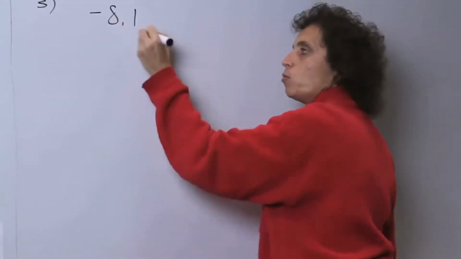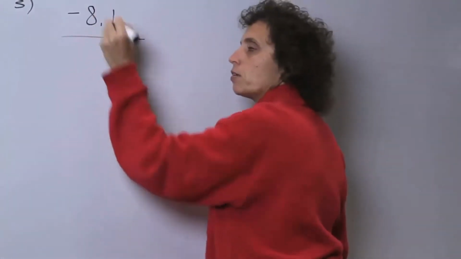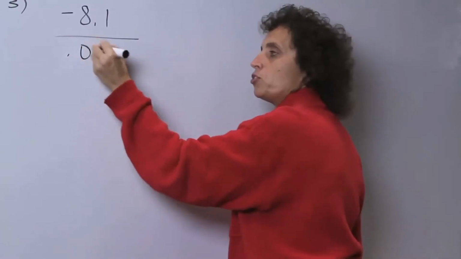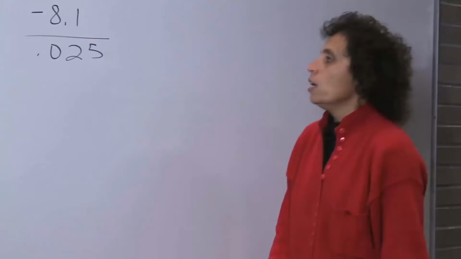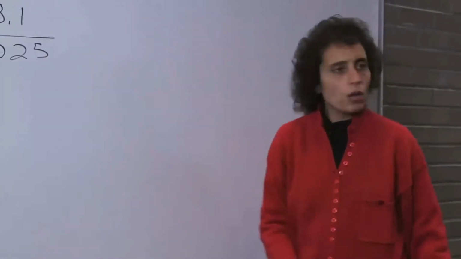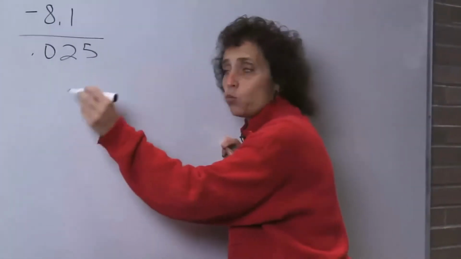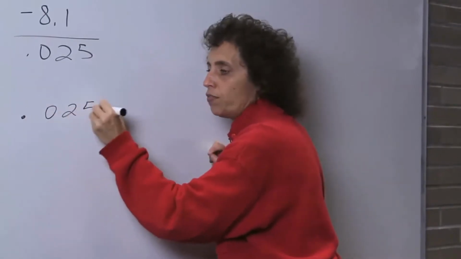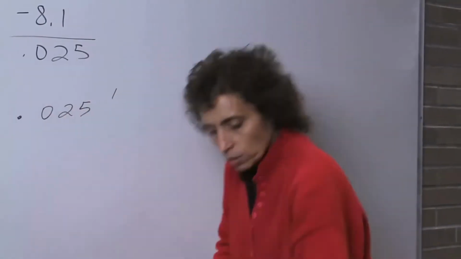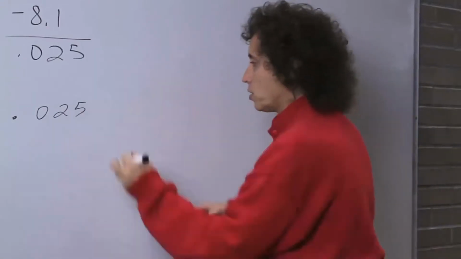Number 3. Negative 8.1. That's about 8. Divided by 0.025. Okay, here we go. Well, here's what's really going on in this problem. This is negative 8.1 divided by 0.025.